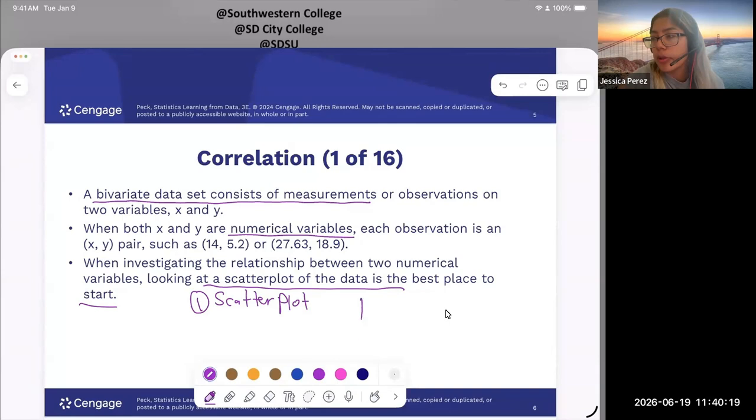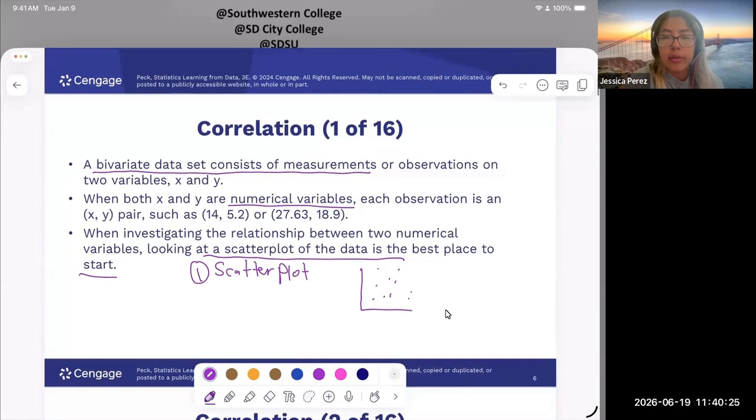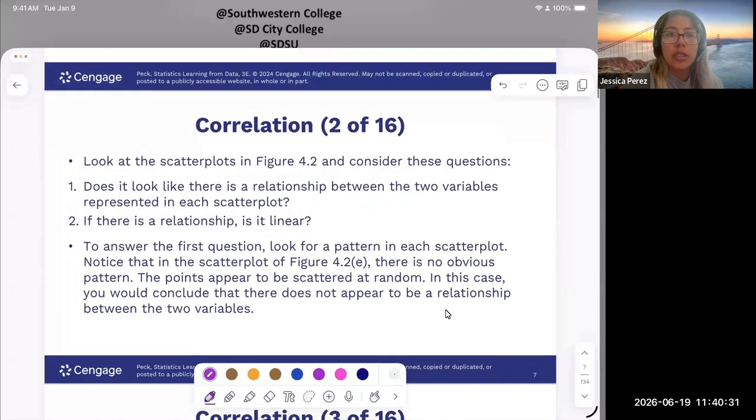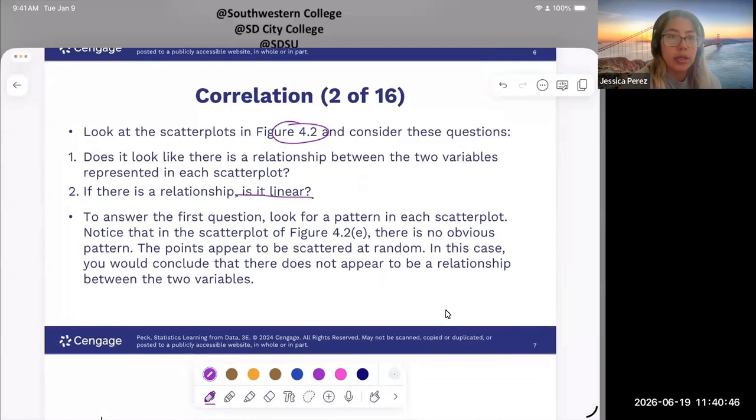So remember, when we're doing a scatter plot, there are different points scattered all over the place. And each dot is an XY value. It's a pair. So we wish to look at the scatter plots in figure 4.2 and consider the following questions. Does it look like there's a relationship between the two variables represented in each scatter plot? Is there a relationship? Is the relationship linear?